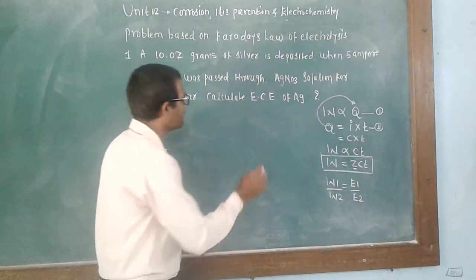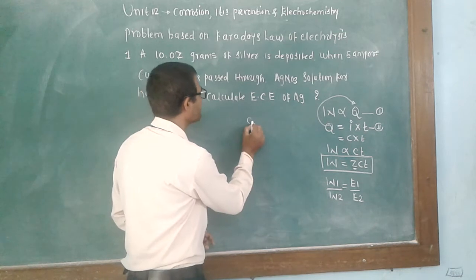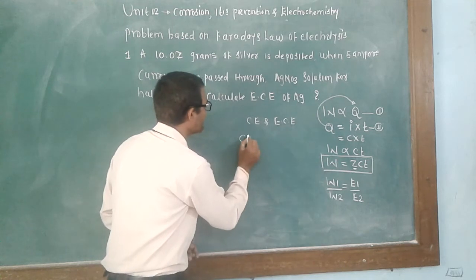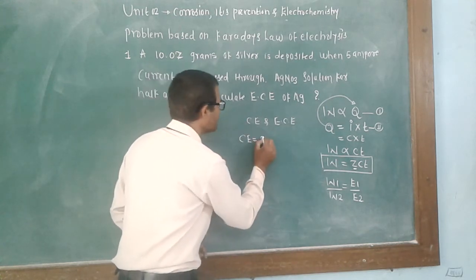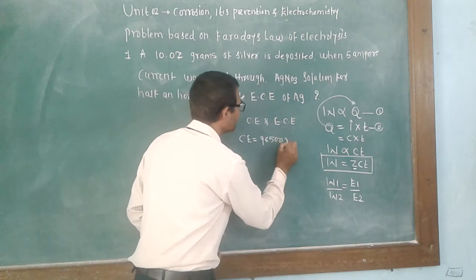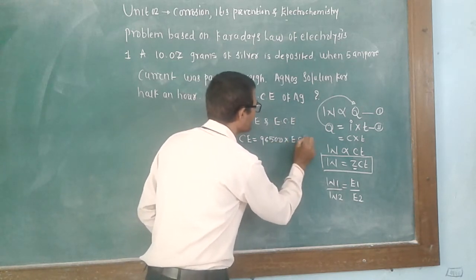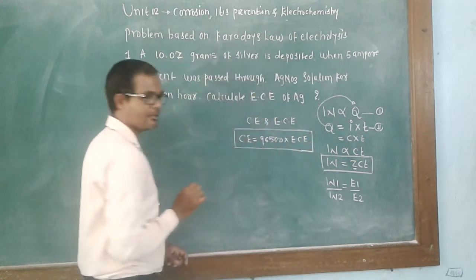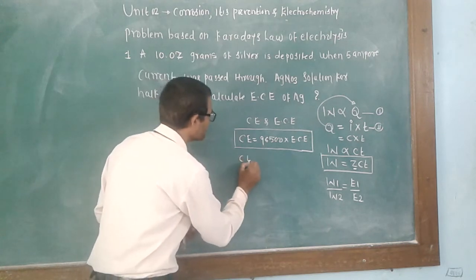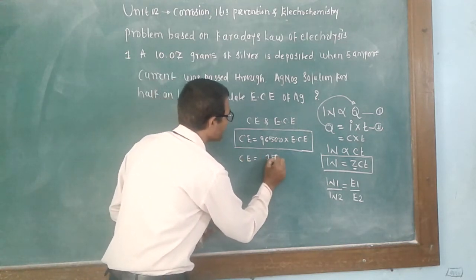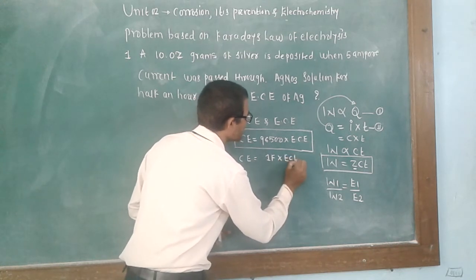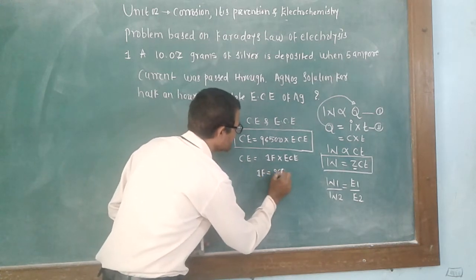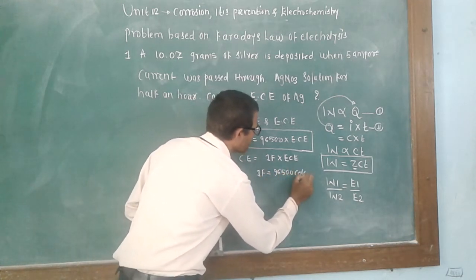Then the relation between chemical equivalent and electrochemical equivalent. The chemical equivalent, that is your equivalent weight, is equal to 96,500 multiplied by the electrochemical equivalent. This is the relation between the chemical equivalent and the electrochemical equivalent. As we know, 1 Faraday is equal to 96,500 coulomb.